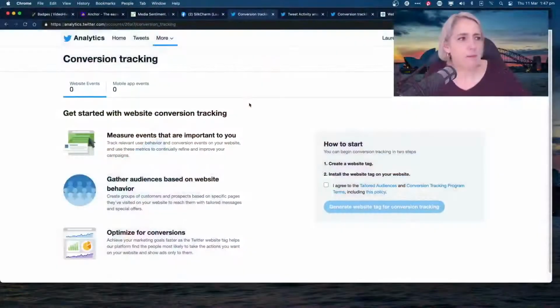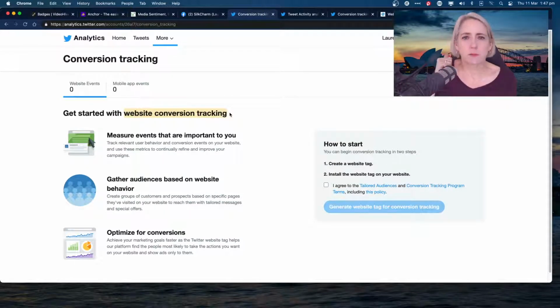So coming back to here, pixel remarketing is website conversion tracking. They got to page A and page B, but they didn't finish signing up or doing the survey or getting the email newsletter or whatever it is. So you need to create a website tag. LinkedIn and Twitter call them tags. Facebook calls them pixels. And then you need to install that tag on your website.